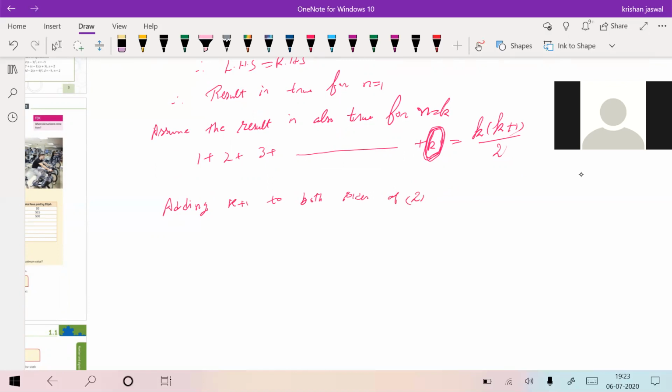Adding to both sides of the equation, we get 1 plus 2 plus 3 plus up to k plus k plus 1 is equal to k into k plus 1 over 2 plus k plus 1.